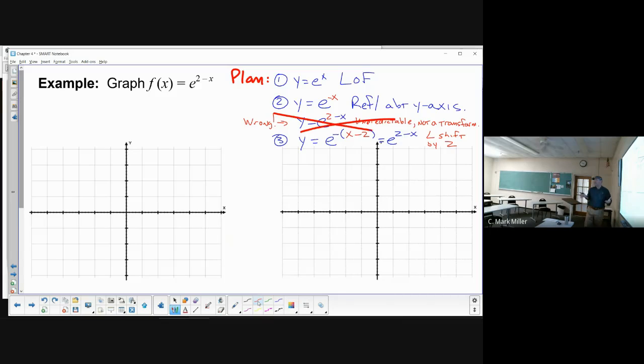All right. So only two steps. It only takes 2 steps to transform e to the x into e to the 2 minus x. But it takes thought. Right? So what do my graphs look like here? I'm going to start with y equals e to the x. That's going to be like that, right? This is graph number 1.